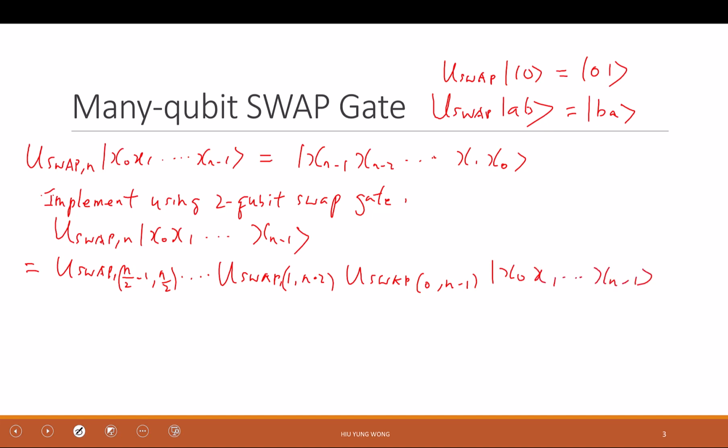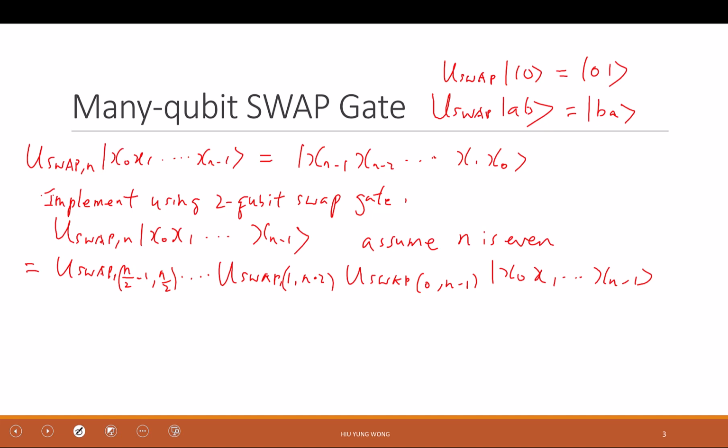Just like in computer programming, to do this swap I will swap this one first: swap 0 and n minus 1. Then swap x1 and n minus 2, all the way to n divided by 2 minus 1 and n divided by 2. By assuming n is even, right? Because n is even, that's why I can use n divided by 2. If n is odd, what should we do? Just don't swap the middle one. Yeah, good. So I think we all understand, right?